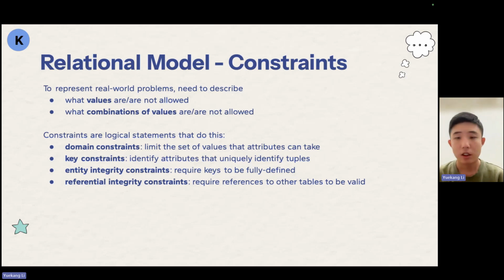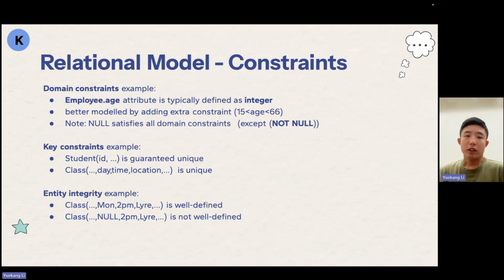It is used to make sure that the references to other tables are valid. So let's go through them one by one. For domain constraints, let's consider the example of the employee age attribute. Normally we can define it as an integer, and this is the constraint from the data type point of view.